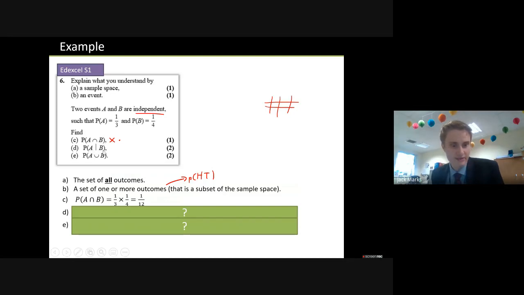What about A given B? Well, if they're independent, A is unaffected by B, so it's still just a third. A trick question, really.